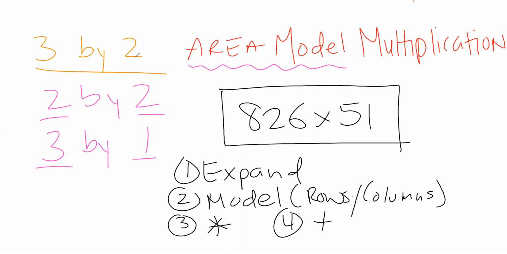I feel like at this point we've seen this happen a lot, so hopefully we're feeling really comfortable. Steps don't change because there's more digits. Our model will look a little different, but it's still made of rows and columns. It's still an area model. So let's go on with it.